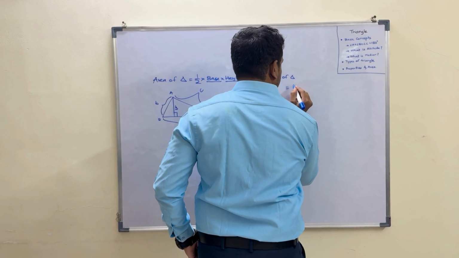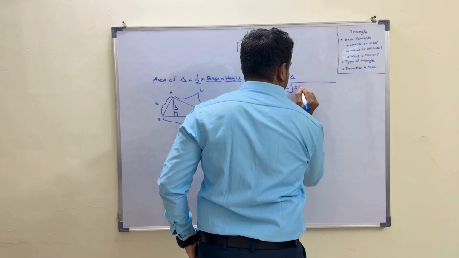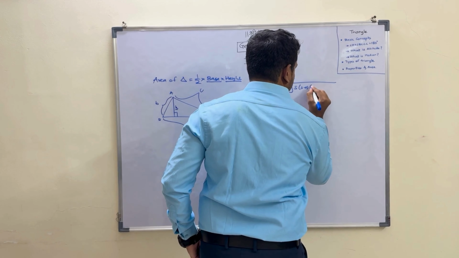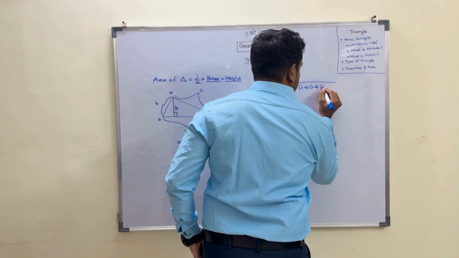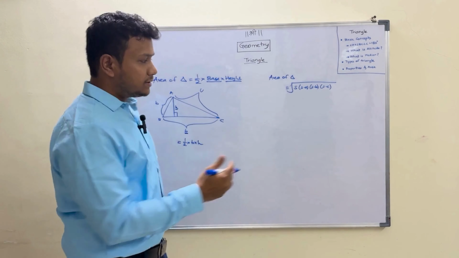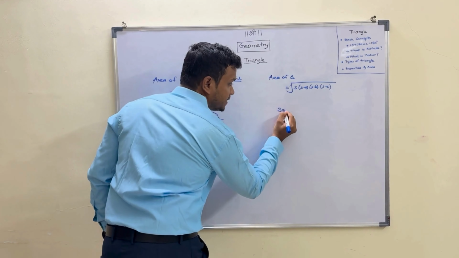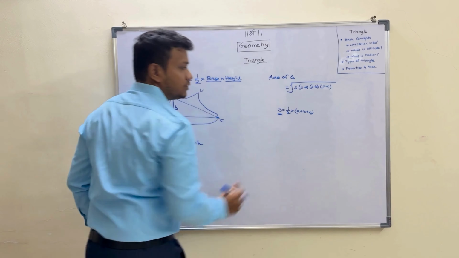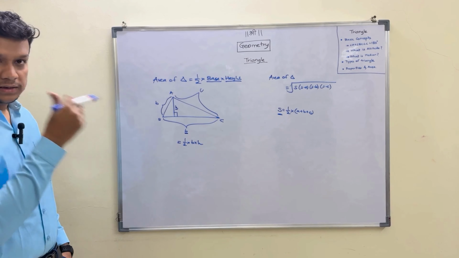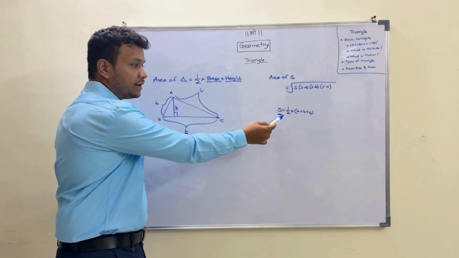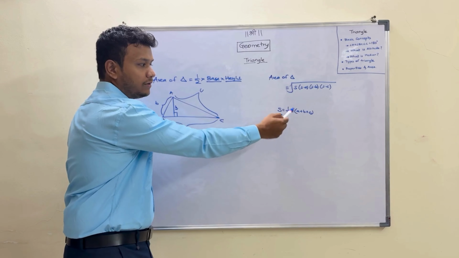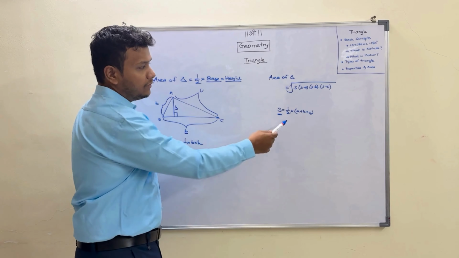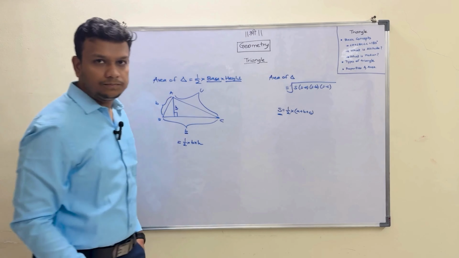which is root of S into S minus A, S minus B, S minus C. So in this case, what is S? S is 1 by 2 into the perimeter of this triangle. So if you know the length of all three sides, we can compute S first, the perimeter of the triangle divided by 2, and we can compute the area of the triangle with this formula.